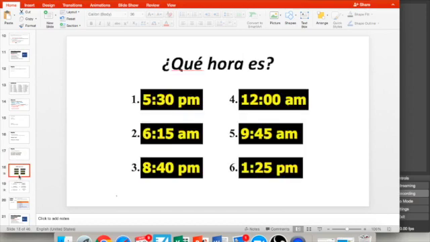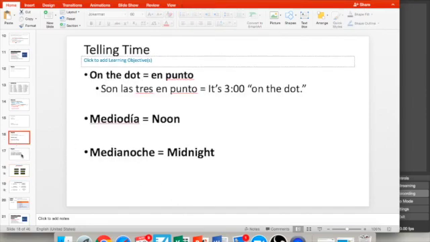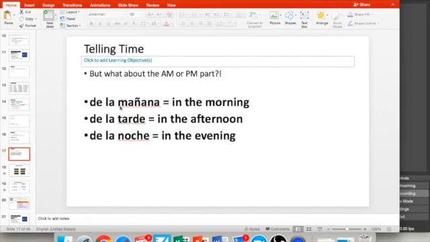So I have a couple here that I want you to give a try. I'm going to do number one for you. It tells us it's 5:30. Okay, so something you need to know before you move forward about 30 and 15. There are two different ways, so I'm actually going to add one more little slide for you here.